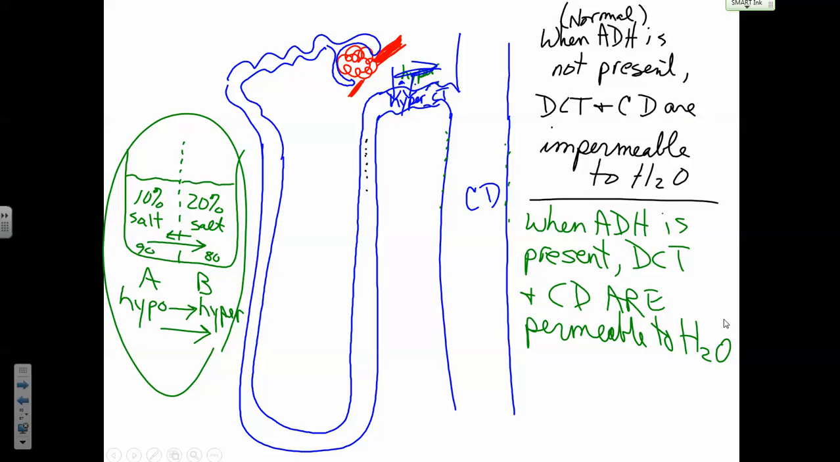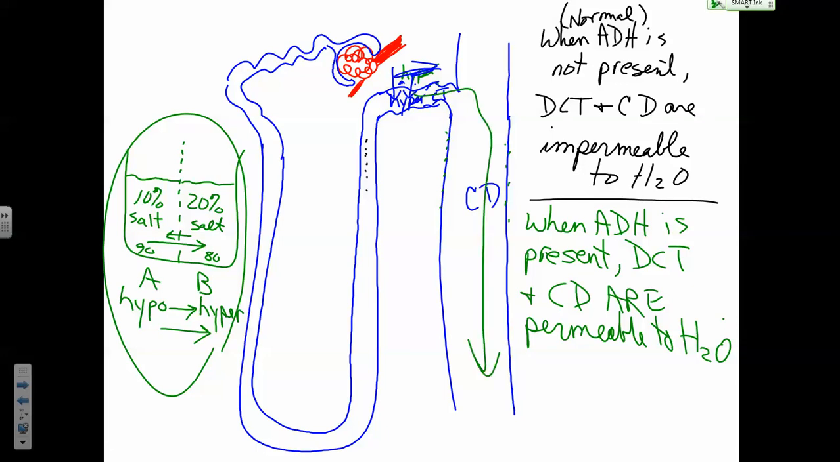So if you were to analyze the composition of the filtrate at the distal tubule, it is always hypotonic to its surroundings. It always is, whether you need to reabsorb water or not. Because if you don't need to reabsorb water, you won't release ADH. And the distal tubule and collecting duct, without ADH, are not permeable to water. So that water will just remain in your urine, and you'll have more diluted urine.